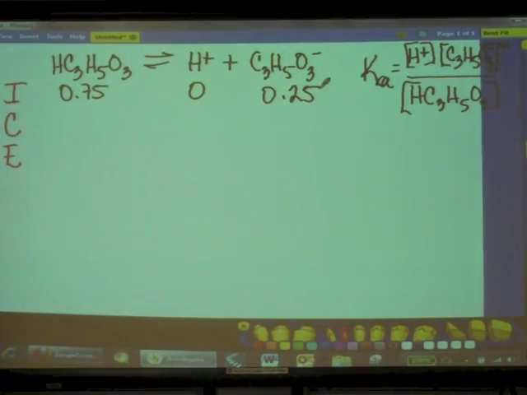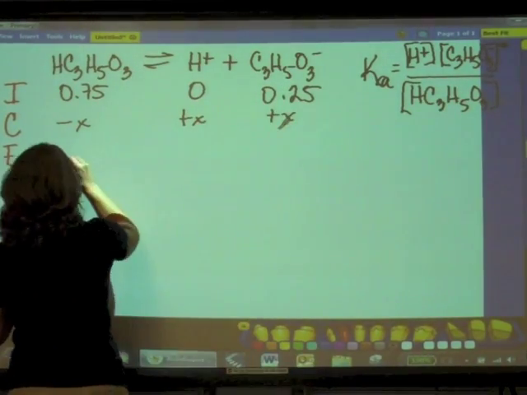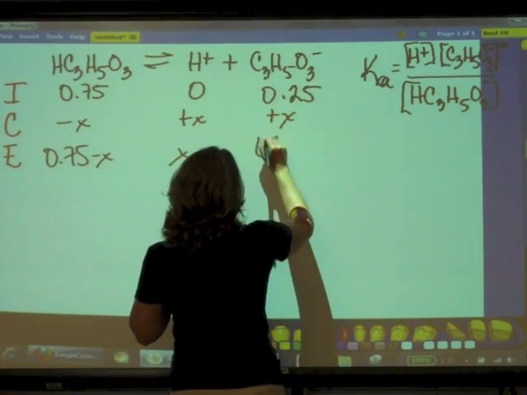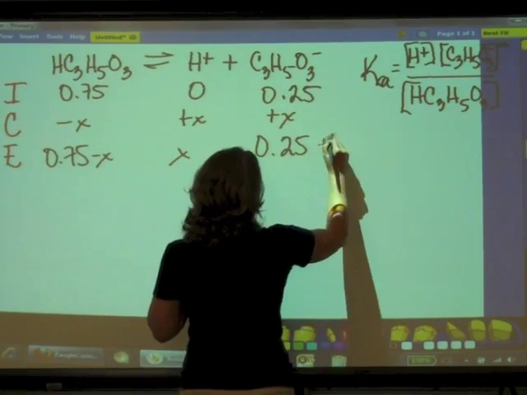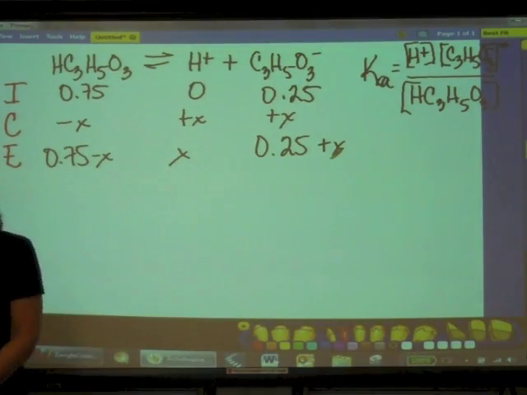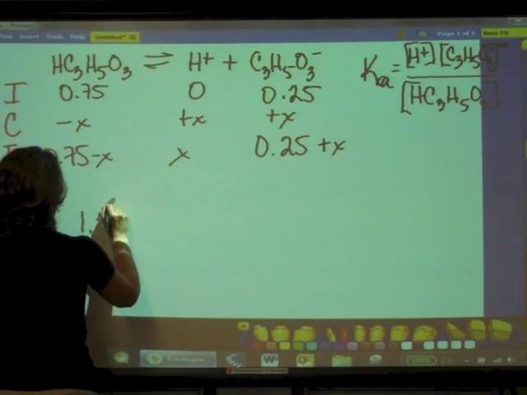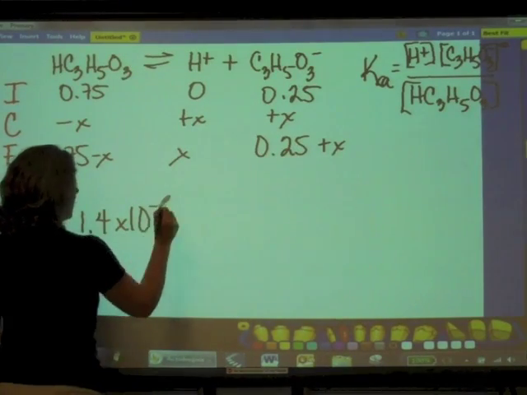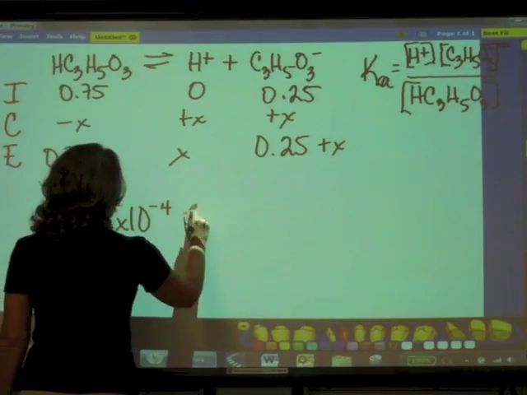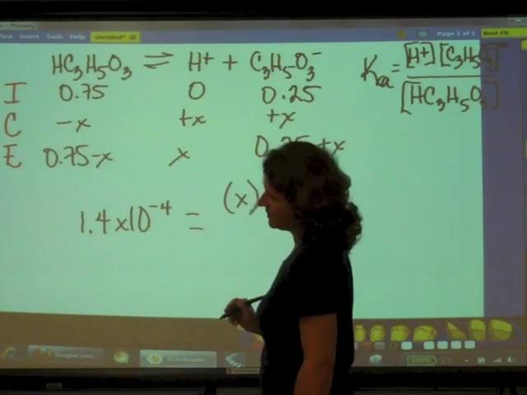Okay, so let's go ahead and plug this thing in here. We've got minus x, plus x, plus x. So we've got 0.75 minus x, x, 0.25 plus x. All right. So our next step is to go ahead and plug that into the equilibrium expression. So we get 1.4 times 10 to the minus 4, what was my Ka? 10 to the minus 4 is equal to x. So what am I going to do with this x up here?